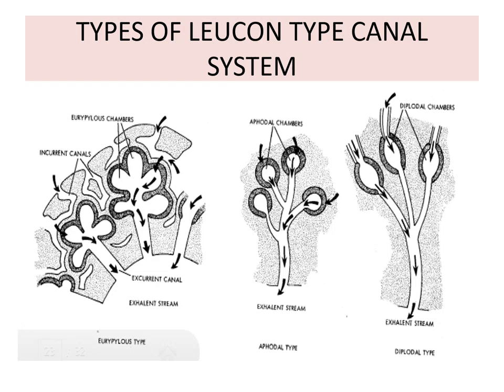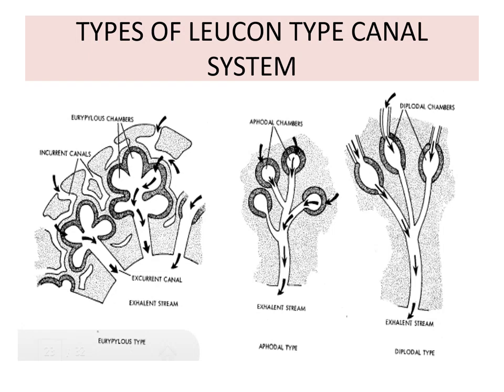The incurrent canal opens into the flagellated chambers. From the flagellated chambers, the water goes out into the excurrent canal. Now the second type is the aphodal type. In the aphodal type, you will see the water enters from the dermal ostia into the incurrent canal, into the flagellated chamber. From the flagellated chamber, the water enters into the excurrent canal. And in the case of diplodal type, what is present?